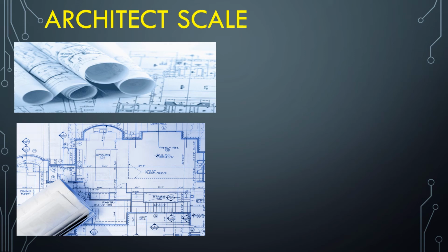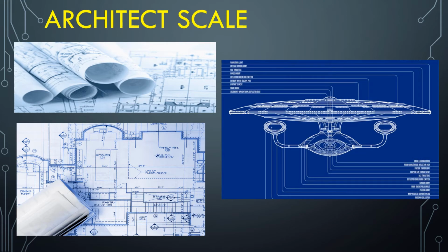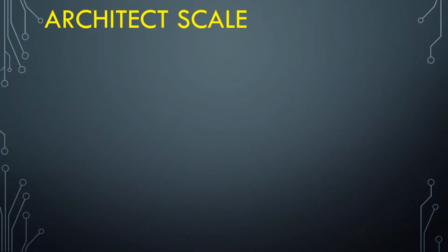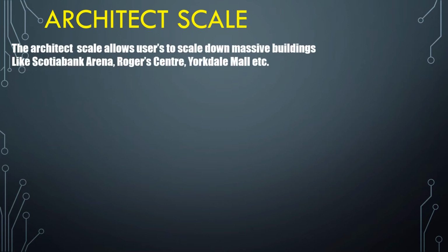It's a vital instrument used in blueprint reading. It allows us to take large objects, shrink them down in size into a blueprint so that we can actually read what's going on and get an idea of measurements or take measurements from them when we're constructing a project, whether it's the enterprise or whether it's a washroom or an entire house. So the architect scale allows users to scale down massive buildings like Scotiabank Arena, Rogers Centre, Yorkdale Mall.